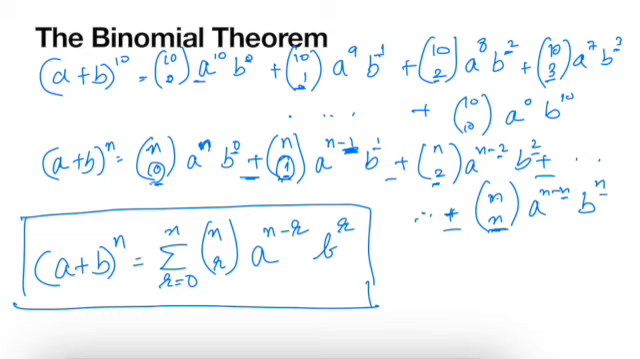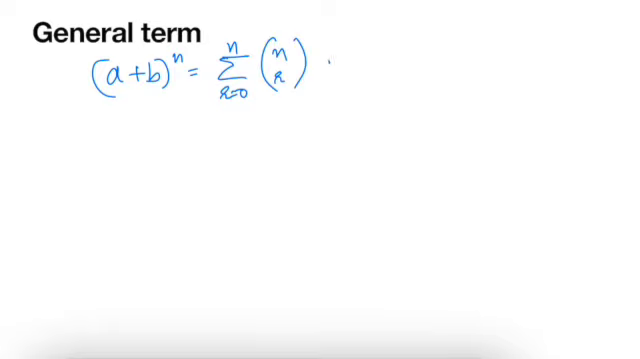This works when n is a positive number. You have to remember that n is a positive number like 1, 2, 3, 4, and it can go up to any number. I'll show you a few problems so that you'll understand this better. Next, what is a general term? We saw that the binomial theorem says (a + b) to the power n is equal to the sum from r equal to 0 to n of nCr, a to the power n minus r, b to the power r, right? So general term.